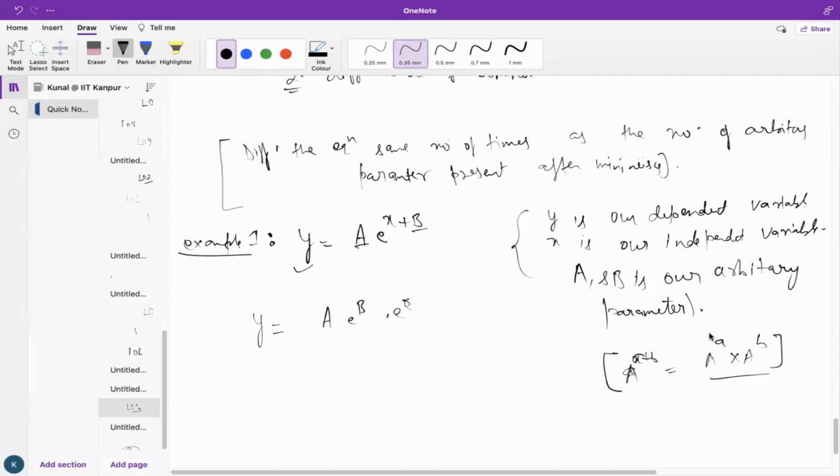Right? Now we can write this constant as one term, which is k e to the power x. We can write this as one term, k into e to the power x.